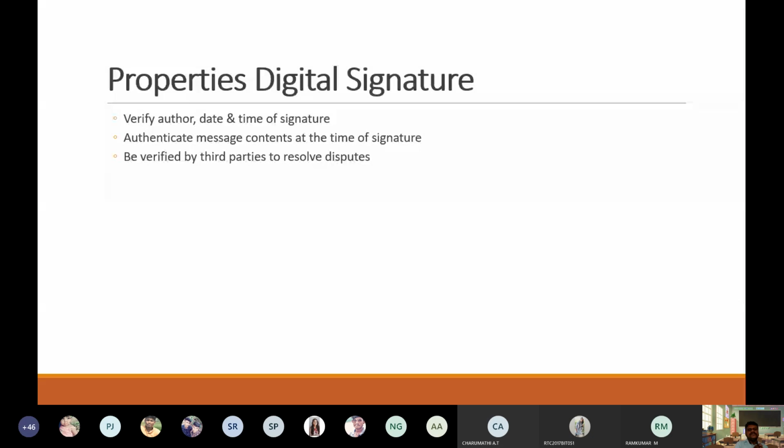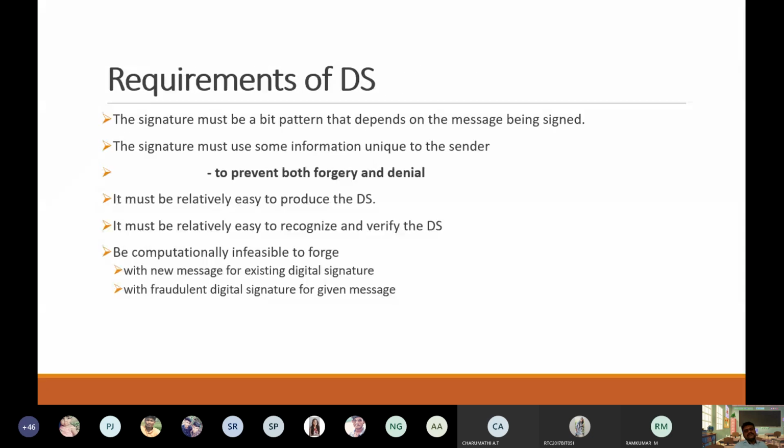So we will not create those kinds of digital signatures ourselves. For digital signature generation, various vendors are there, and those vendors are authorized by the government. So they are third parties, right? Requirements of digital signature. What are the requirements?